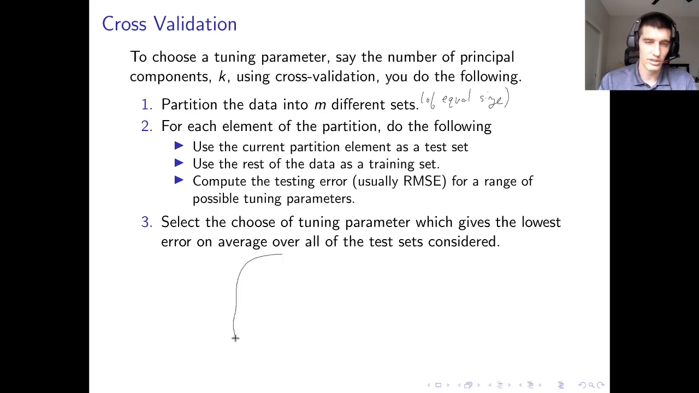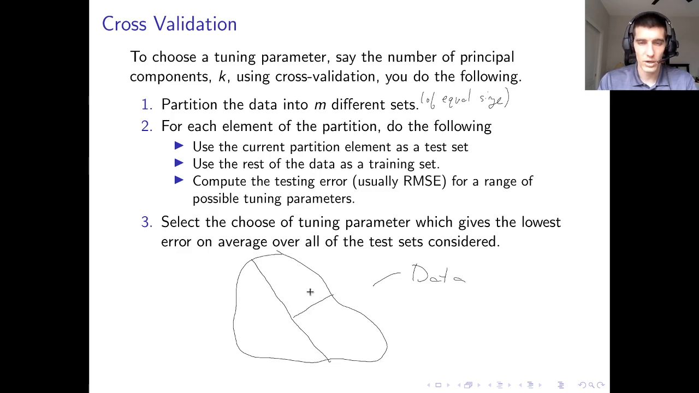So I think actually this is kind of clear as a picture. So you can imagine this is our data. It says partition the data into m sets, so I'm just going to do 3. And so what we do is we say, okay, here's my observation. Here's 3 groups of observations. So I'm going to choose this one. I'm just going to number them. I'm going to start with this one. This is going to be my testing set. And then these 2 are going to be my training set.